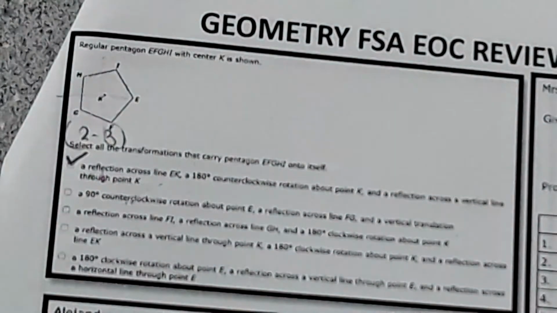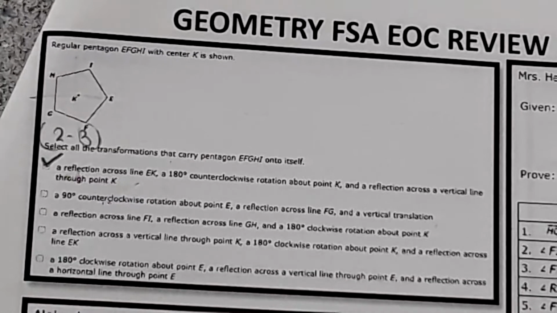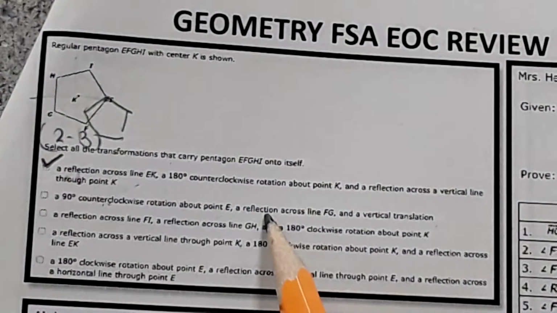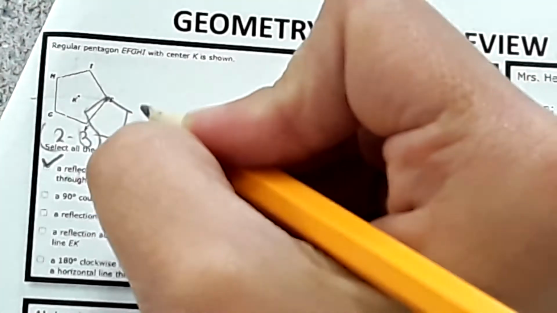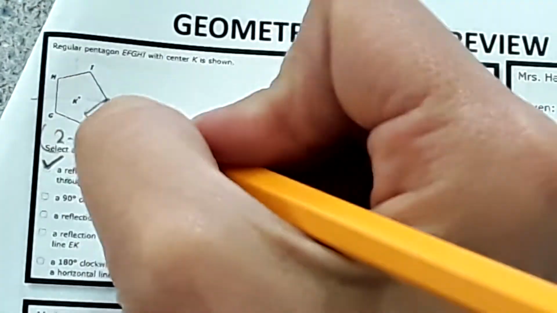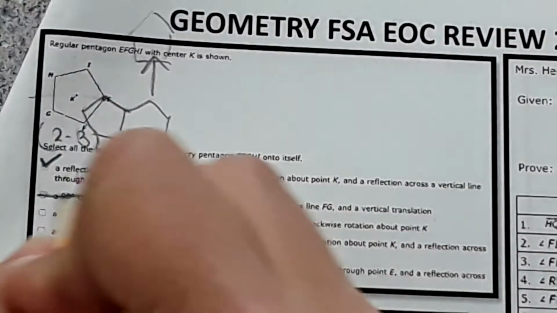Again, if you need more time to really think about this, you might want to do this on your own as well. The next one: a 90 degrees counterclockwise rotation about point E, so that would put it over here. And then a reflection across line EG or FG would put it over here somewhere. And then a vertical translation would put it up here. That does not map it onto itself, so this is not a correct answer.